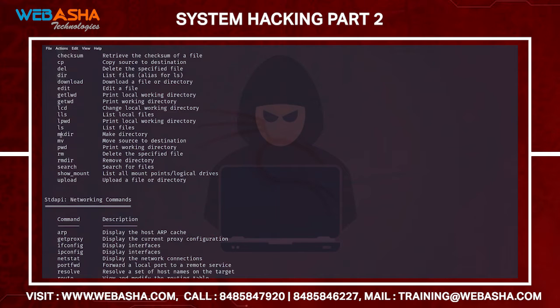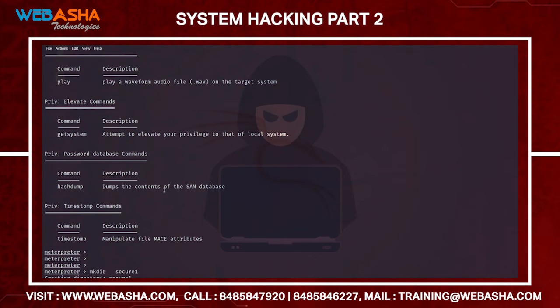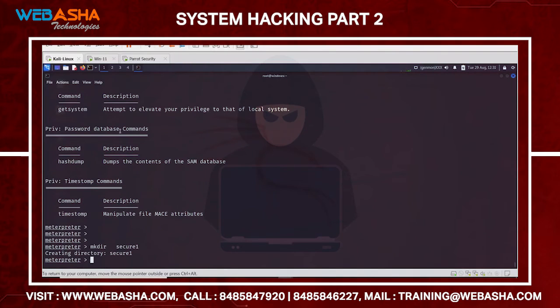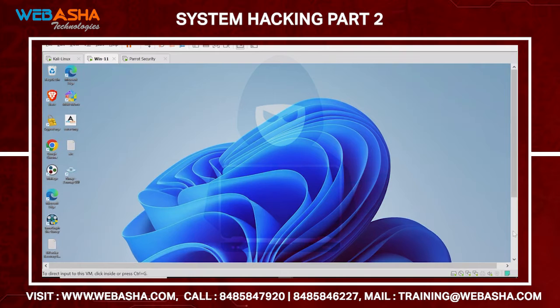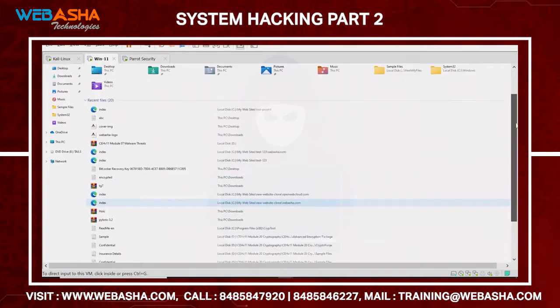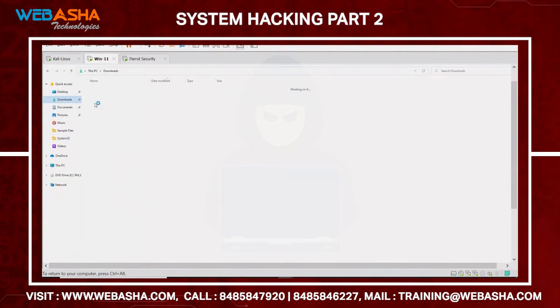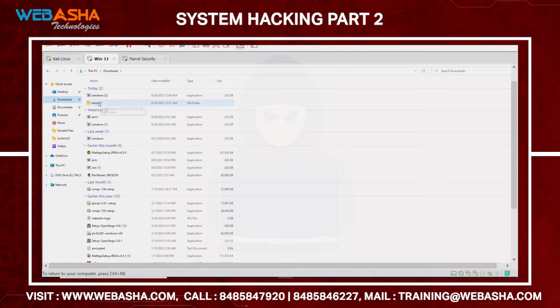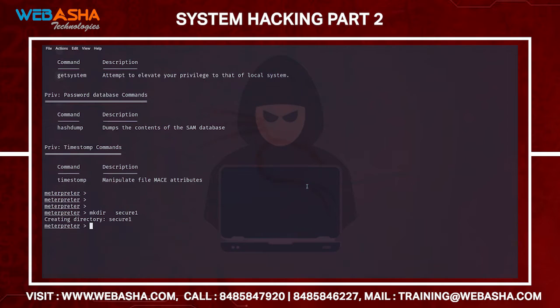You can also create a file or folder. Let's suppose I want to create a folder. Use mkdir and create a folder, something like secure one. If you notice, on your victim machine, here you have a folder that was created from the attacker machine. How can we verify that? In the Downloads folder, here we got a folder named secure one, and it was created from your attacker machine. You guys clear with that?